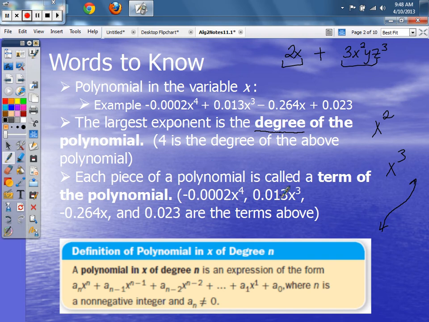Each piece of the polynomial is called a term. So this one has 1, 2, 3, 4 terms. 1, 2, 3. We're going to include the negative sign with it, and 4.